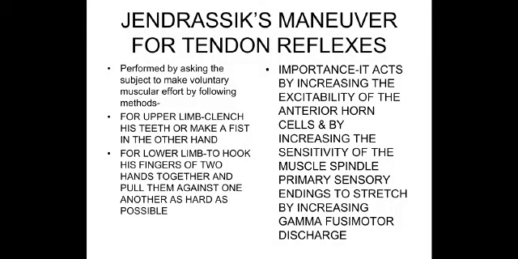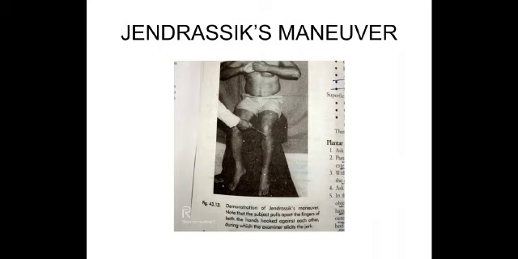it acts by increasing the excitability of the anterior horn cells and by increasing the sensitivity of the muscle spindle, which is primarily the primary sensory endings, to stretch by increasing the gamma fusimotor discharge. So it is a reinforcement technique for upper limb reflexes, that is biceps, triceps, supinator. We clench the teeth. For the lower limb, you hook the hands together and pull them against one another as hard as possible, as seen in this picture.